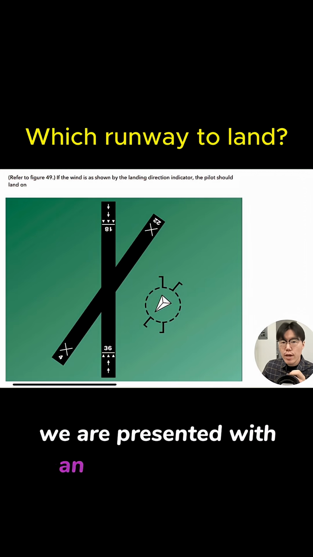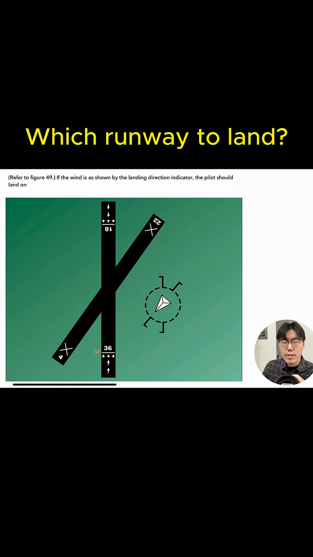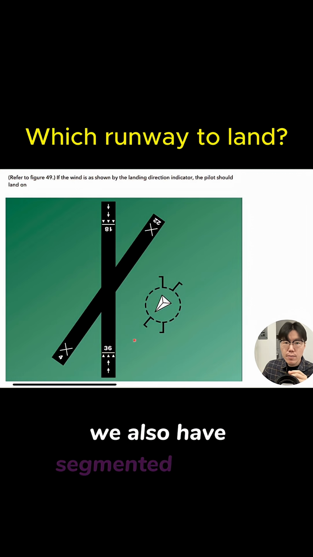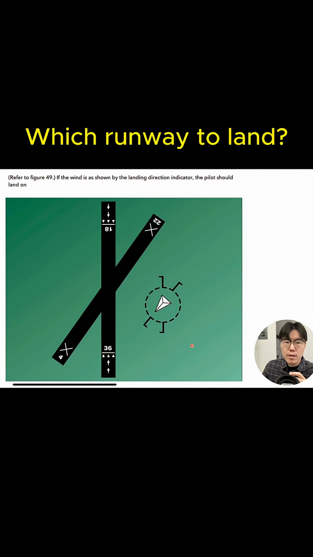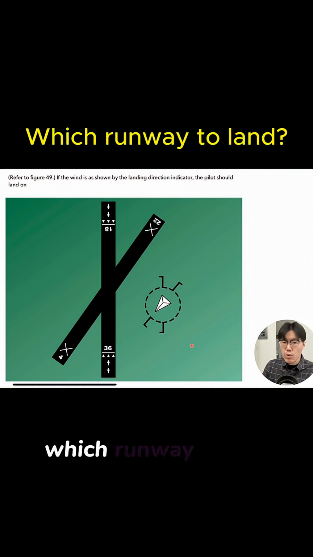We are presented with an airport diagram featuring two runways, 18/36 and 04/22. We also have a segmented circle in the middle. The question is simple. Based on the landing direction indicator, which runway should the pilot land on?